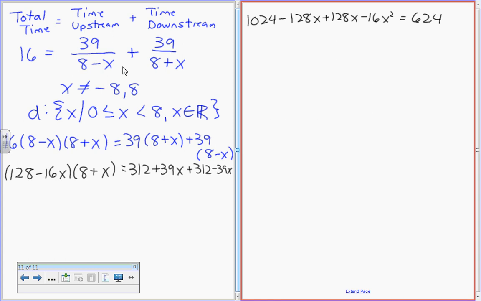What you'll notice, things are going to work out beautifully here. We're going to get 1,024 minus 624 minus 16x squared equals 0. You're going to get 400 minus 16x squared equals 0.